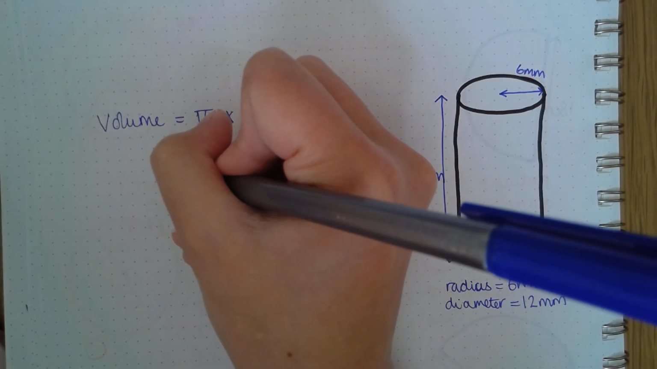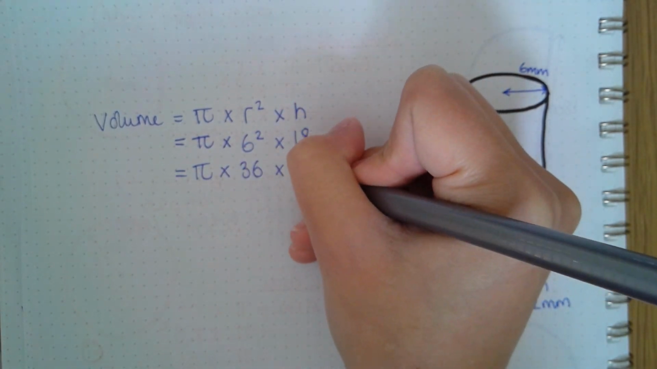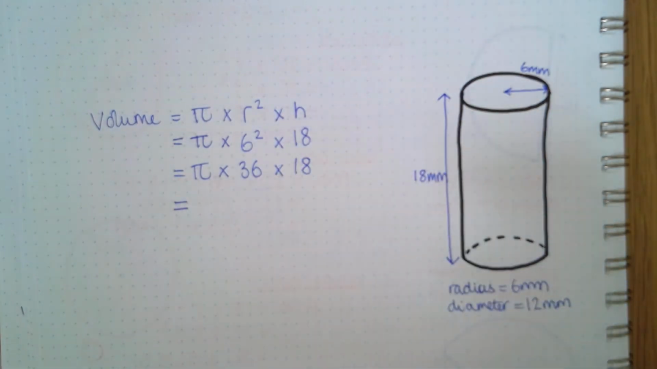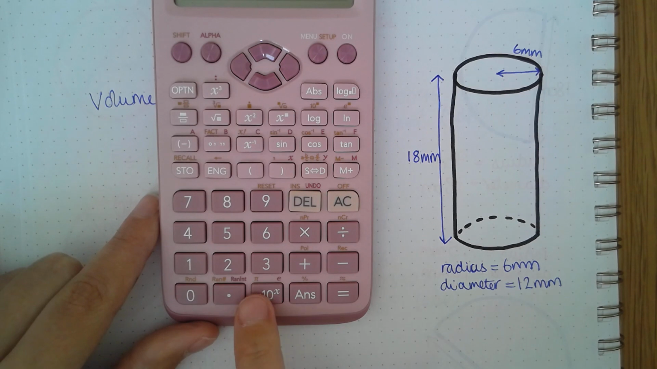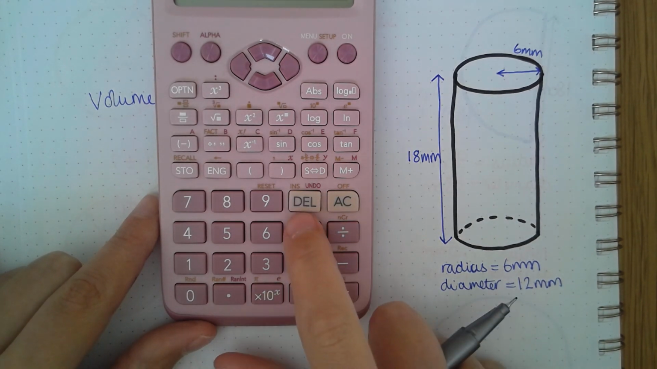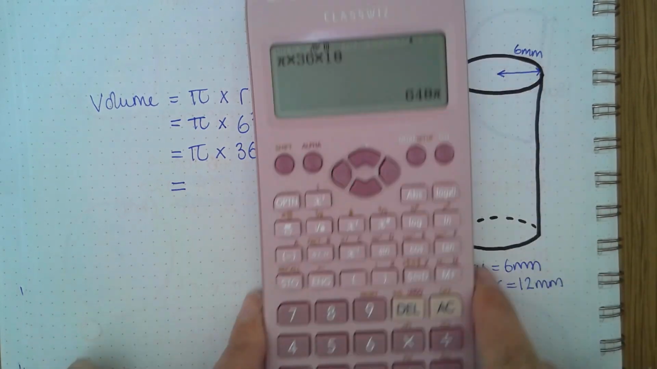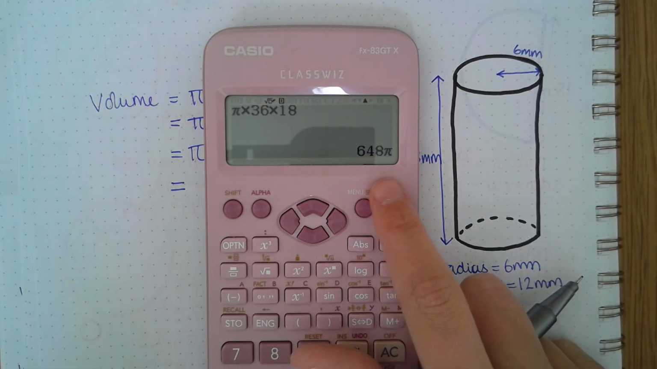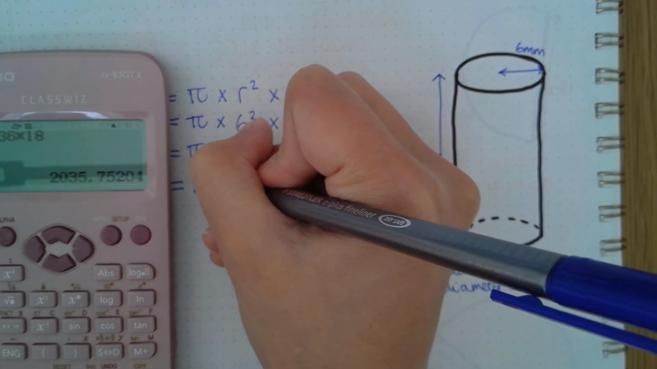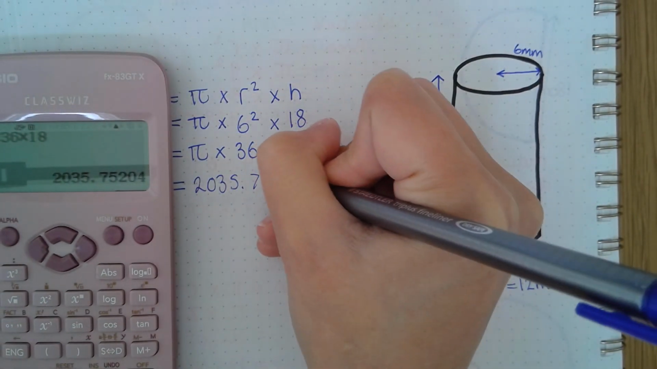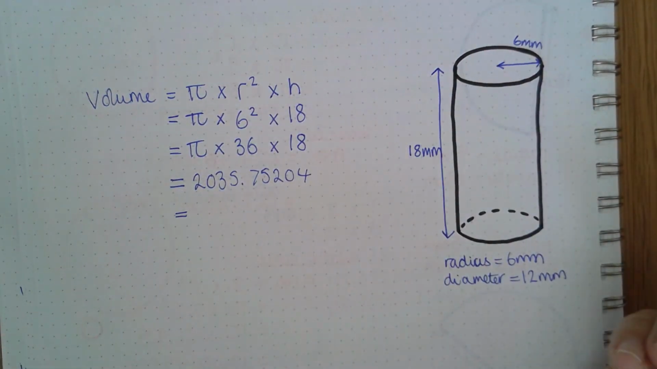Okay, just check that those units are the same as these units, and they are, so we're okay. We know what 6 squared is. It's 6 times 6, which is 36, times 18, equals, and then we can pop that in our calculator. So shift, button for pi, down here, the little yellow pi, times 36 times 18 equals, and we can see 648 pi, so we press the S arrow D button. So we've got 2035.75204.